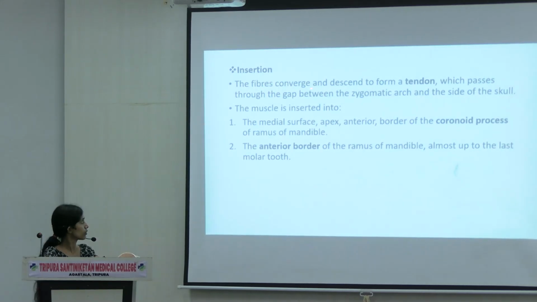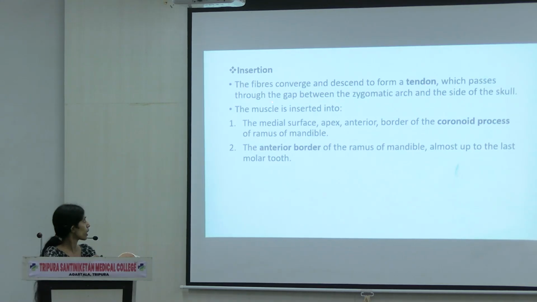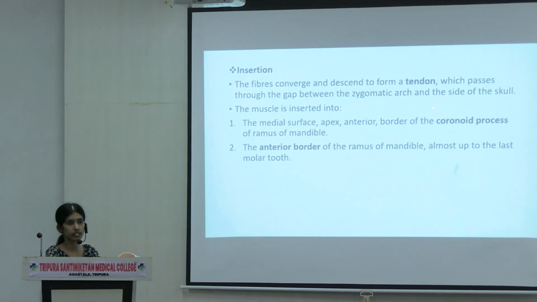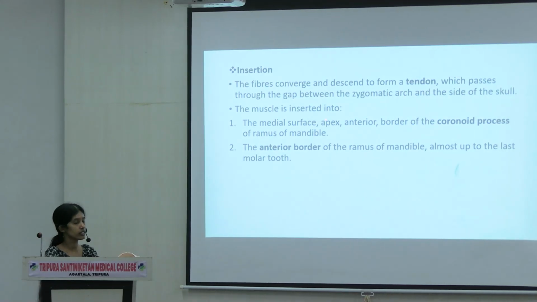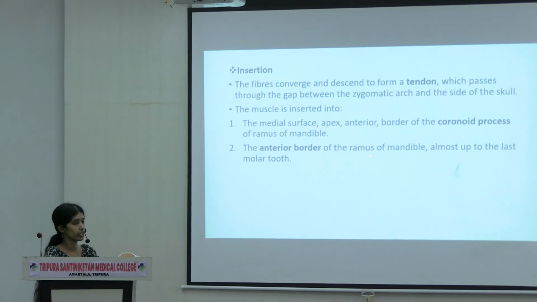Insertion: the fibers converge and descend to form a tendon, a muscle tendon which passes through the gap between the zygomatic arch and the side of the skull region. So, ultimately the muscle is inserted into the coronoid process of the mandible and also to the anterior border of the ramus of the mandible.